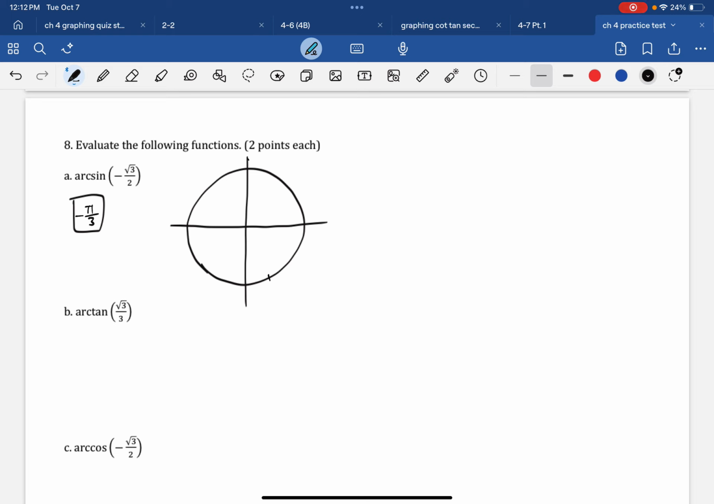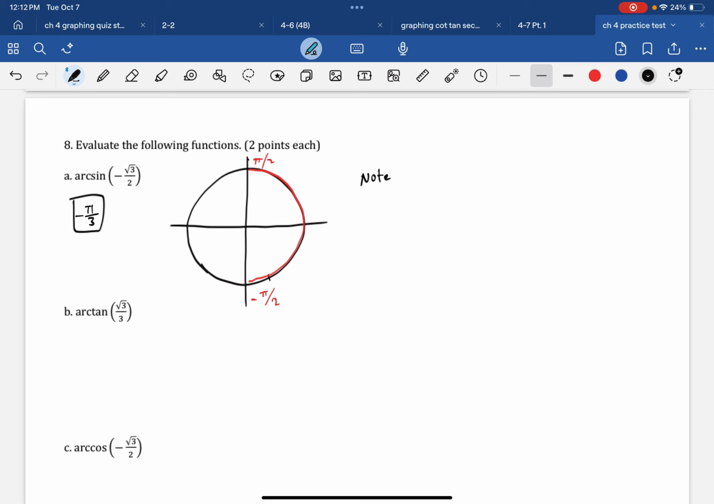Now, note that this point also has a y-coordinate of negative root 3 over 2. But that would be wrong because it does not fall within the range of arcsine, which only gives us angles in quadrants 1 and 4. So the range of arcsine is between negative pi over 2 and pi over 2. So there's only one correct answer, which is negative pi over 3.